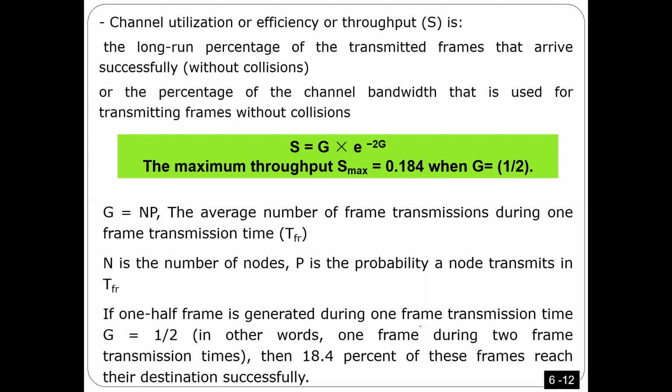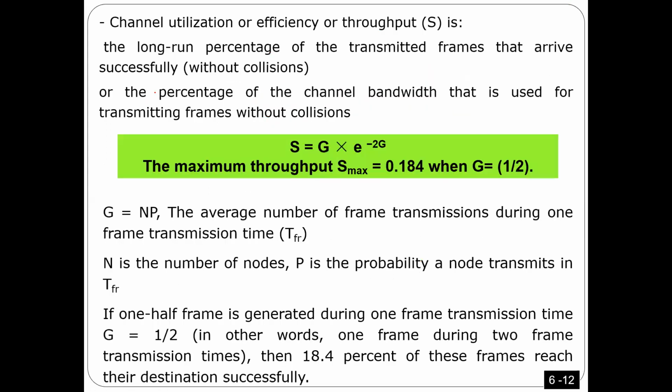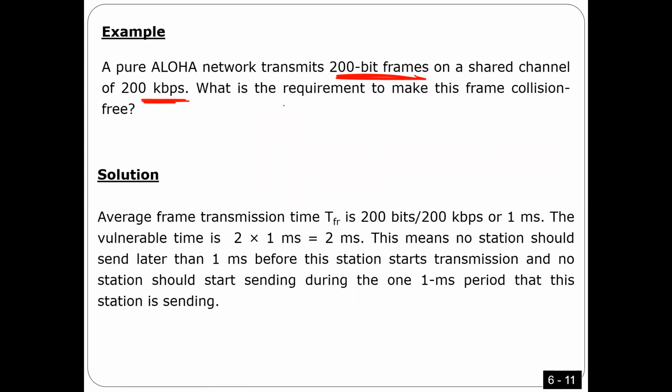Okay. Anyway, then I have a very simple example here. I give you the frame size. For example, we have 200-bit frames on a shared channel, and the channel is 200 kilobit per second. Then I'm asking you, what is the requirement to make sure this frame is collision free? You know the requirement. It means there is no collision during the time 2 times TFR, because this is pure Aloha.